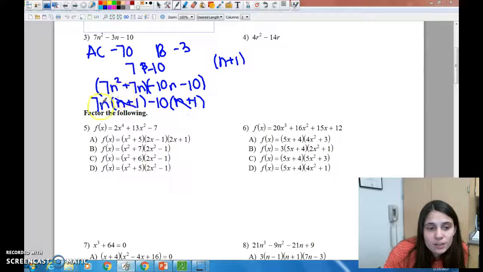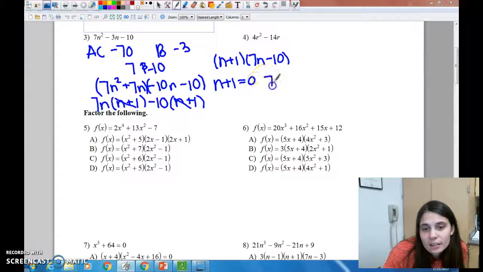And then I'm left with 7n minus 10. So I have 7n minus 10. And now if I set each of these equal to 0, I'll get my solution. So I have n plus 1 equal to 0, and 7n minus 10 equal to 0. So over here, I can minus 1, and n equals negative 1.